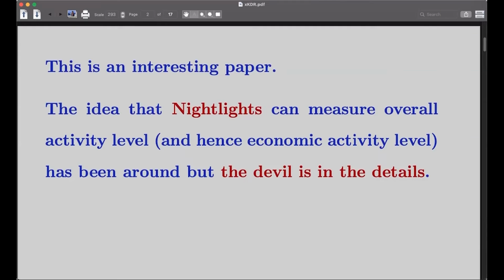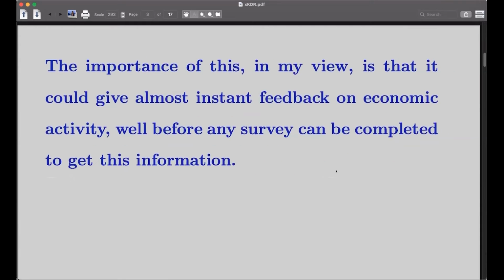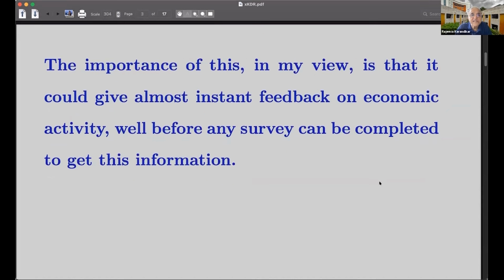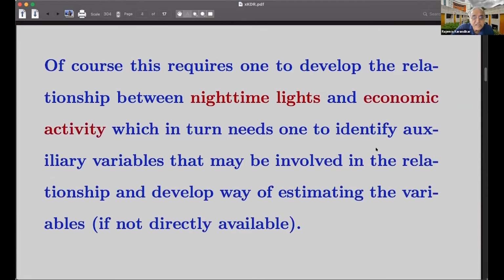And so the importance of this, in my view, is that it could give us instant feedback on economic activity well before any survey can be completed to get this information, which in turn is way before government releases this information. So it could be an investor, it could be policymaker, anyone who is interested can have a very fast feedback on this. So therefore, it's an interesting as well as important enough issue.